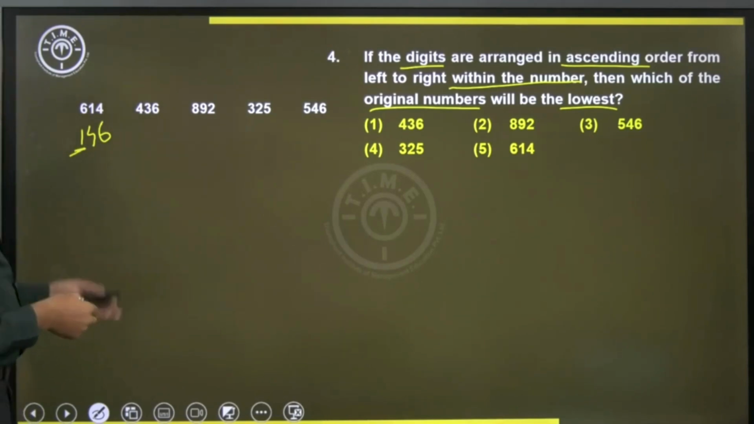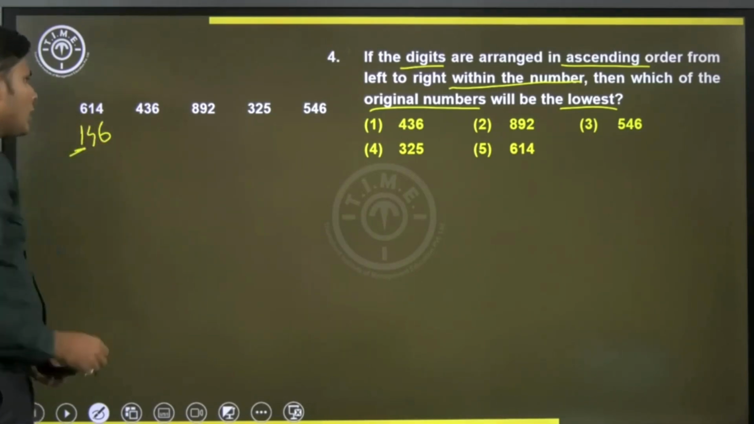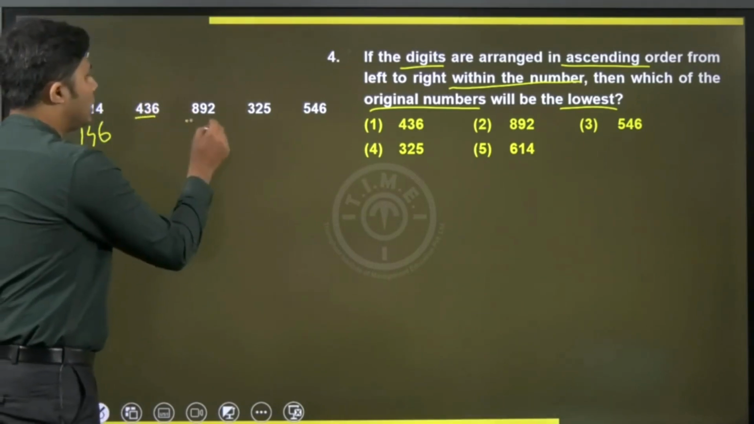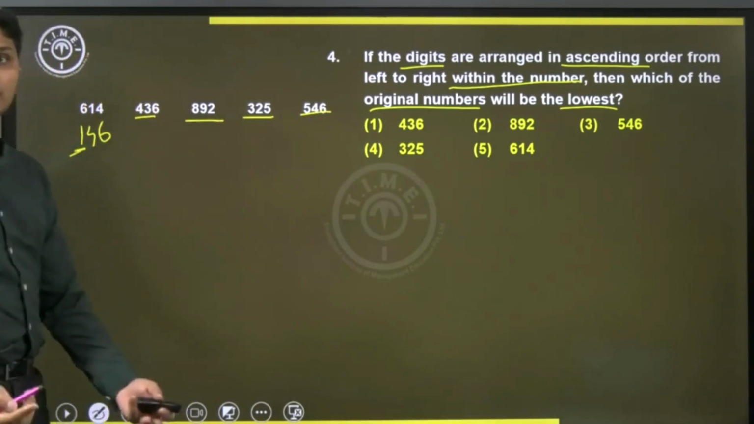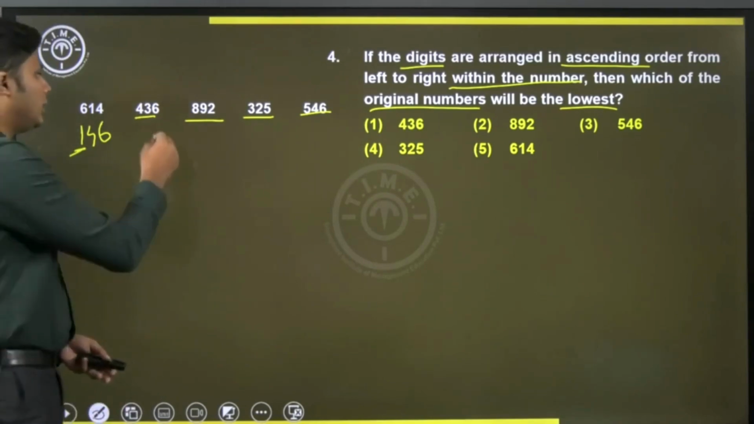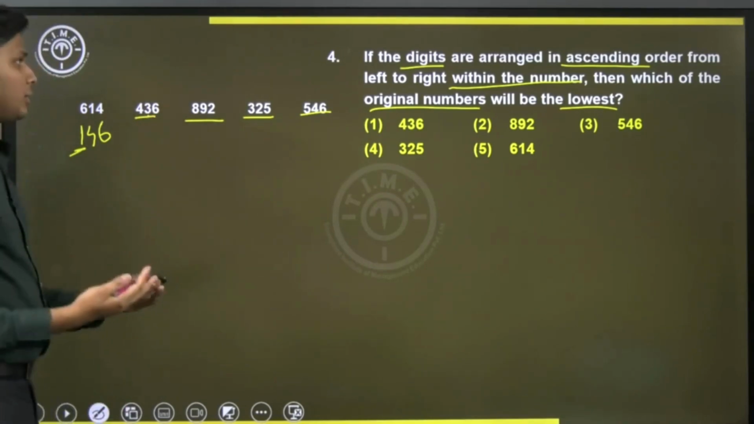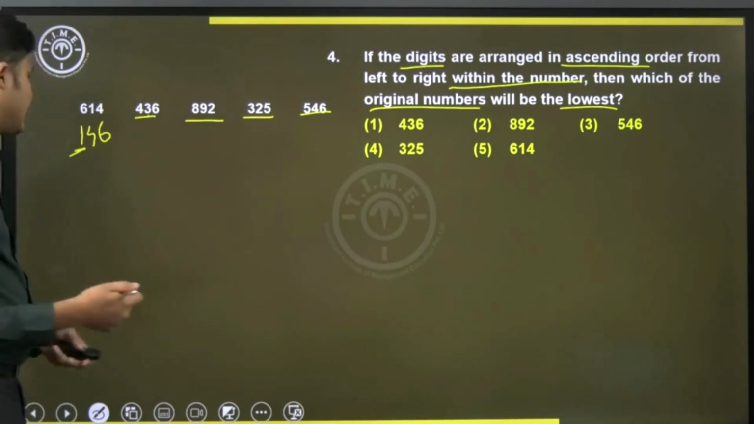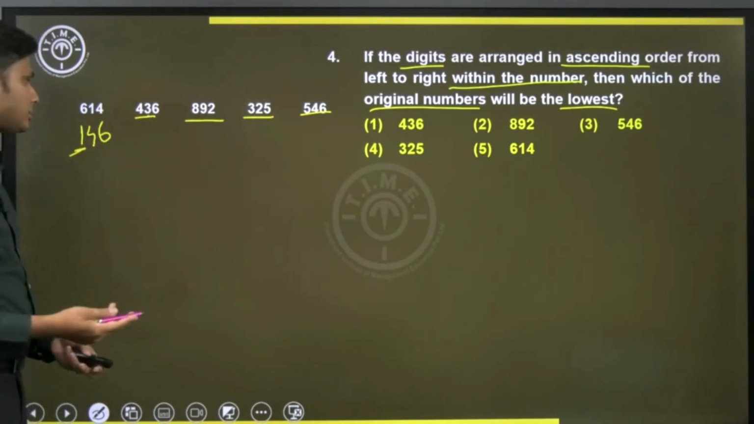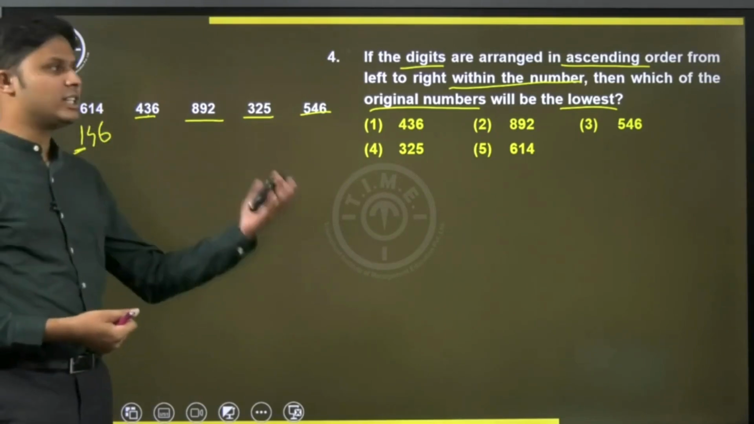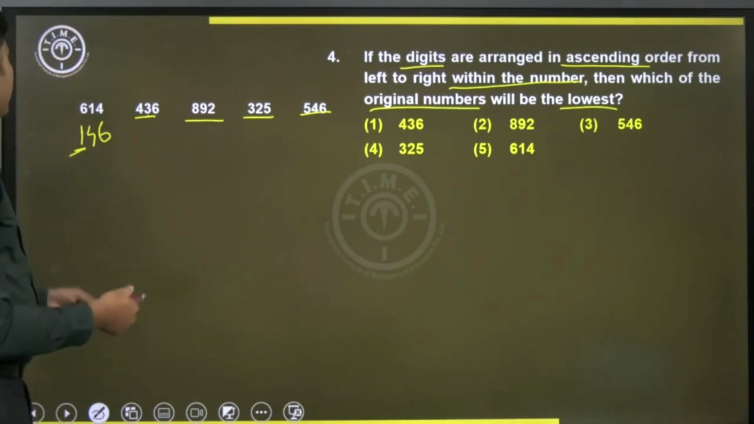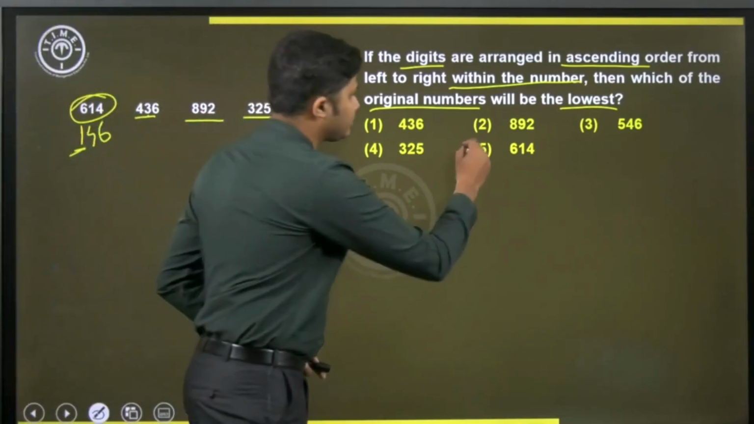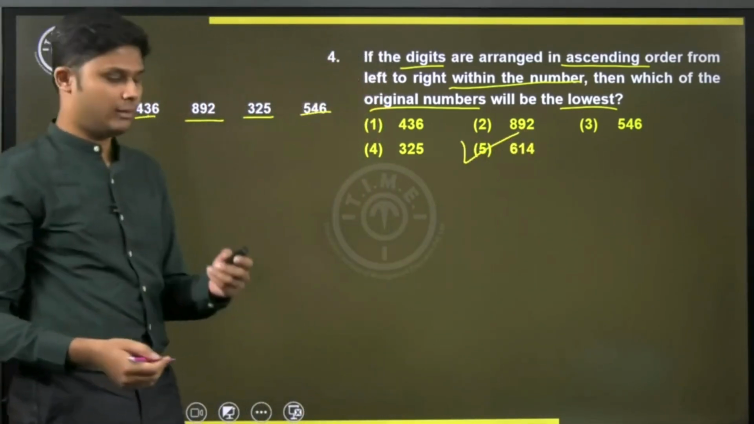Here we can see that this new number starts with 1, and on comparing with the other numbers, we can see none of the other 4 numbers has 1 in it. So we can clearly say that after applying the condition, these 4 numbers would always be greater than 146. So we can say that 146 is the lowest number. So 614 is the correct answer, which is in choice 5.